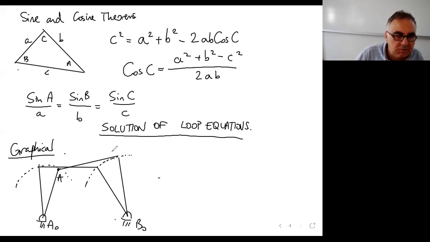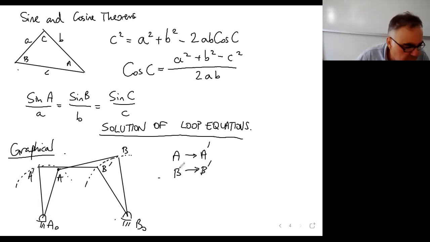So this is A0, A, B, and this is A0, let's say A prime, and this position will be B prime, okay? From this position, your mechanism comes to the following position, and we can keep on rotating this. So A goes to A prime, B goes to B prime.